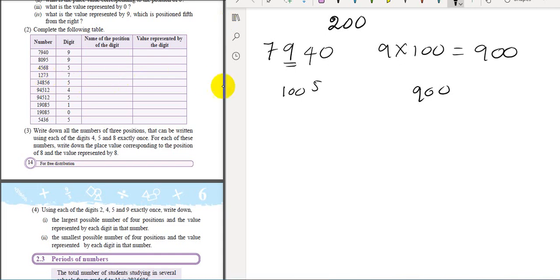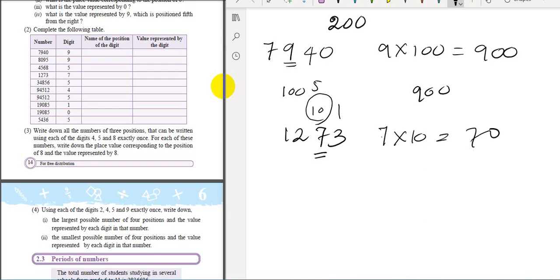What about this one? 1273. They are asking about 7. What is the place of the 7? This is ones and this is tens. So the place of the 7 is tens. The value of the 7 is 7 tens, so 70.